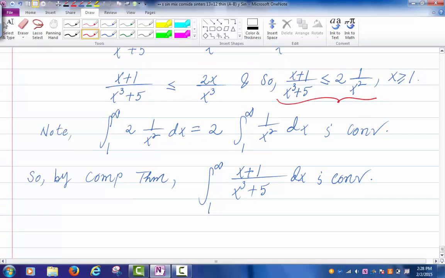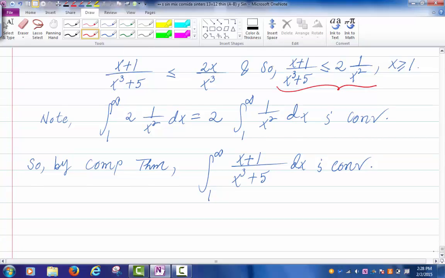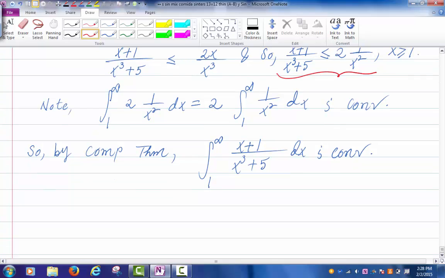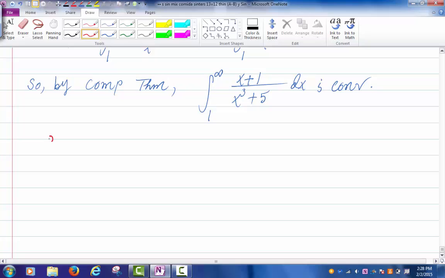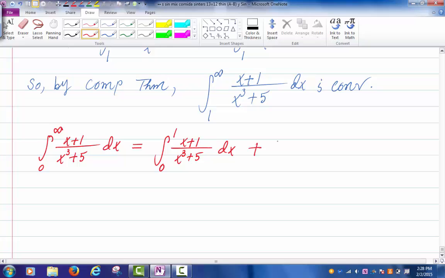Well, my original integral was what? It was from 0 to infinity, right? My original integral was from 0 to infinity, not 1 to infinity. So what can I say now? Now that I know this, let's look at the integral from 0 to infinity of (x plus 1)/(x cubed plus 5) dx. Well, notice this is the integral from 0 to 1 of (x plus 1)/(x cubed plus 5) dx plus the integral from 1 to infinity of (x plus 1)/(x cubed plus 5) dx.